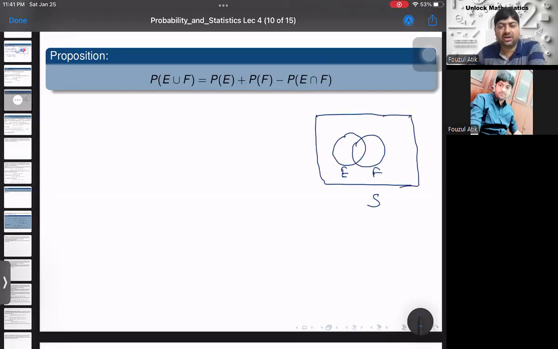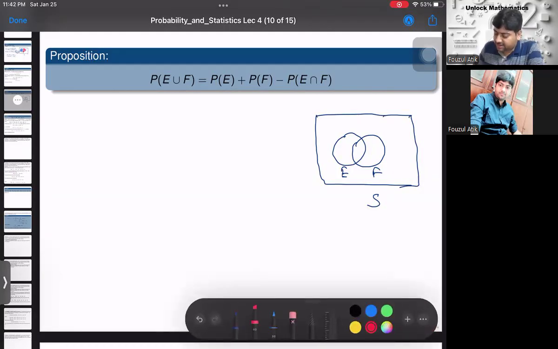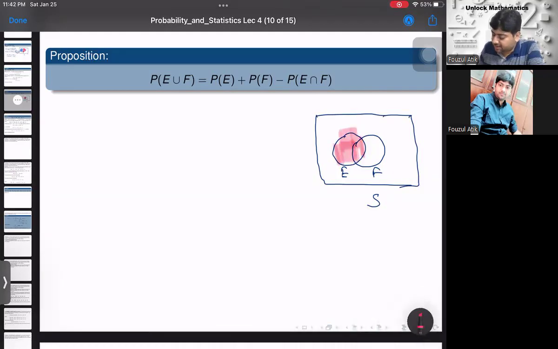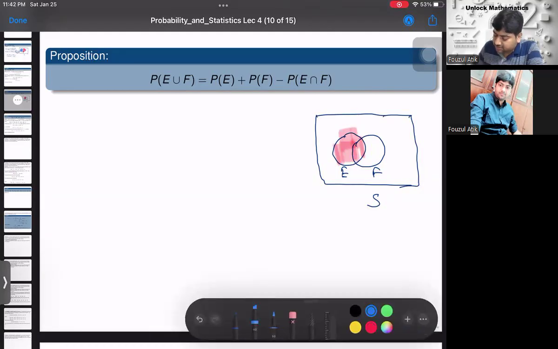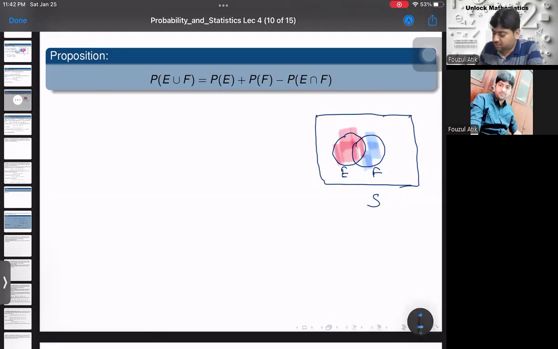I don't know whether they are disjoint or not, nothing is given, so I consider that they may have some common outcomes. Right? Now, let us write E union F as a union of two disjoint sets. How to do it? In a somewhat similar way, we can write it as this part E and the rest of the part, this part. How can we do it? We can write down that E union F is equal to E union E complement intersection F.